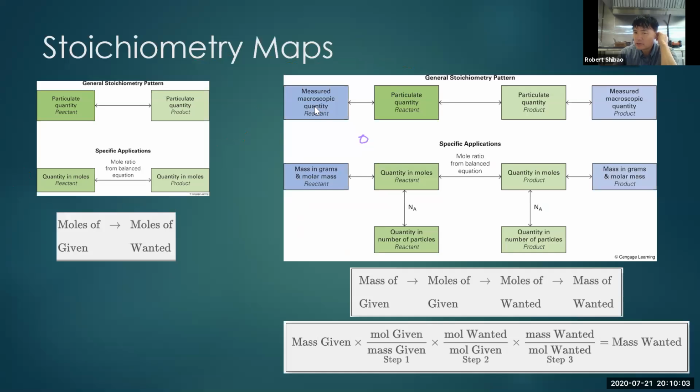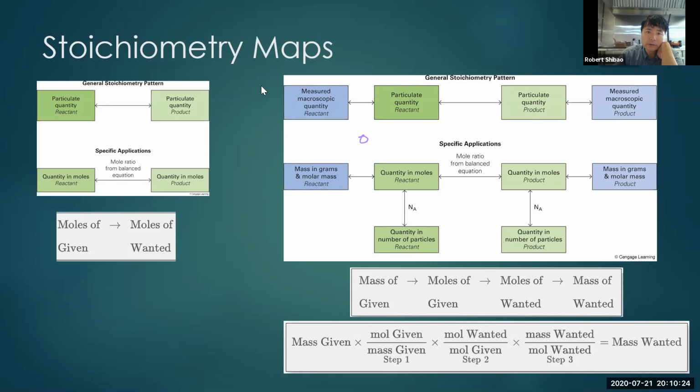We have something called stoichiometry maps. The heart of the stoichiometry map is a mole-to-mole conversion: moles of given, moles of desired. If I have 8 moles of whatever, I might get 12 moles of something else. And so this is the mole-to-mole conversion. For a mole-to-mole conversion, we need the mole ratio.